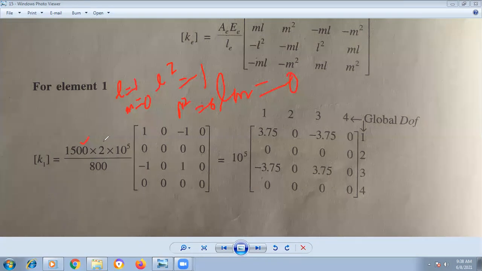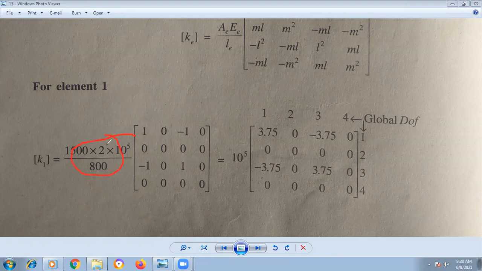So A 1500, E 2 into 10 raised to 5 Newton per millimeter square or megapascal, L 800, L square, this is L square 1, LM is 0, M square is also 0. The same thing continues for all the rows and columns. Now, multiply the common term outside the bracket, 1500 into 2 by 800, that is 30 by 8, is 3.75. 3.75 gets multiplied inside. 10 raised to 5 is common in all the 3 elements. Element 1, element 2, element 3, all will have the same 10 raised to 5 term.